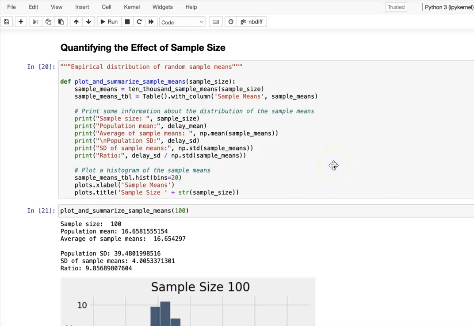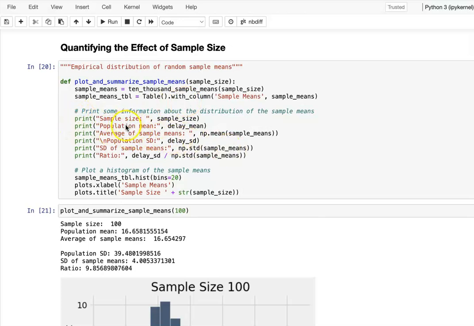Continue with our previous video. We will demonstrate how the sample size affects the results and how to quantify that effect. We're still using different sample sizes and running 10,000 times each, and after each sample size we get the histogram. We also print more information.